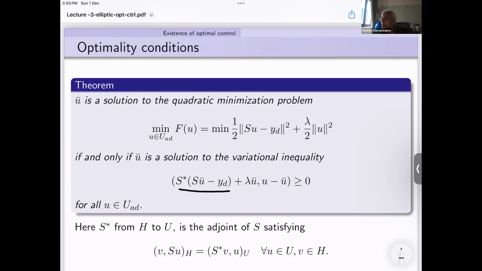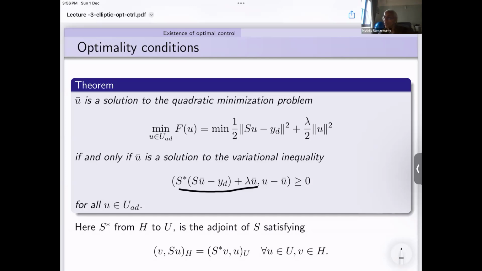Why we wrote this is because this is precisely f prime at u bar. This we had calculated earlier in the case of finite dimensional Euclidean space. It will be exactly similar, except the interpretations will be different. Now S star is no more a matrix, but it's an operator from a Hilbert space to another Hilbert space. S star is the adjoint of S.